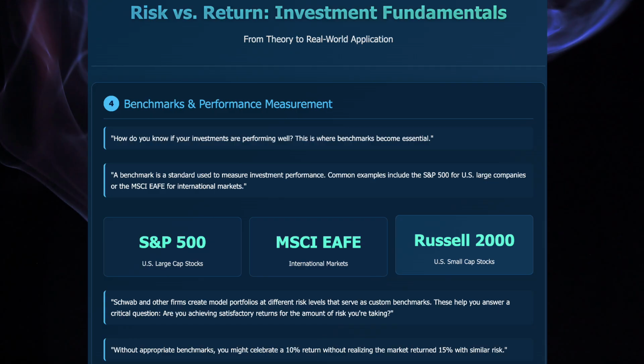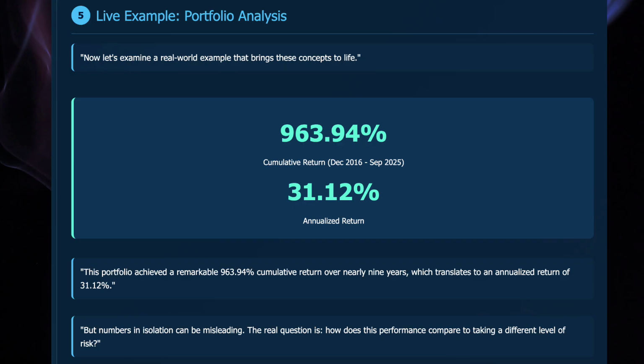These help you answer a critical question. Are you achieving satisfactory returns for the amount of risk you're taking? Without appropriate benchmarks, you might celebrate a 10% return without realizing the market returned 15% with similar risk, or worry about a 5% loss when the market dropped 10%.